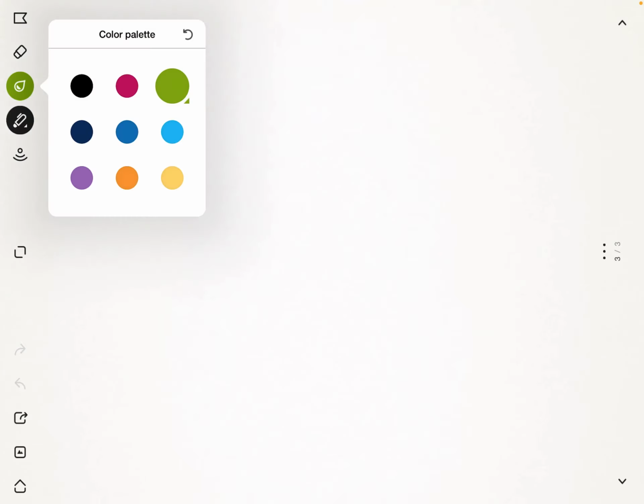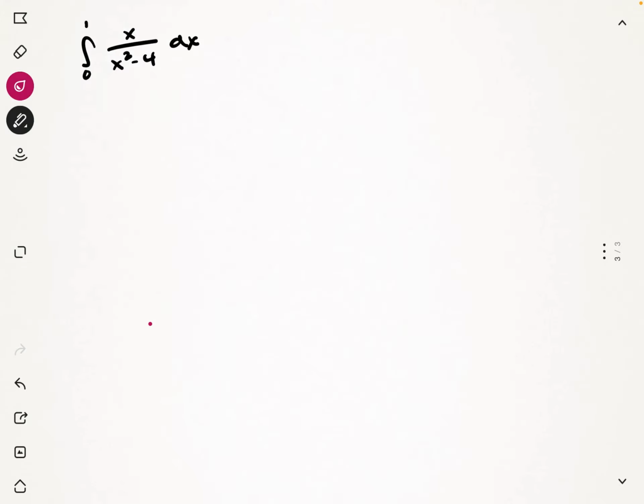Okay, one more example. Another definite integral, right? Because we have a start, which is 0, and an end, which is 1. So for this one, our u is going to be this bottom thing, x squared minus 4. Our du then would be 2x dx. Now notice we do have that x in the numerator, but we don't have the 2, so we're going to rewrite this to reflect that.